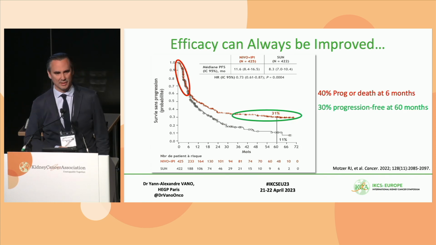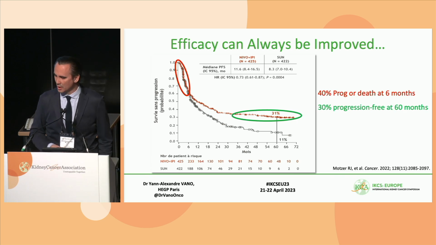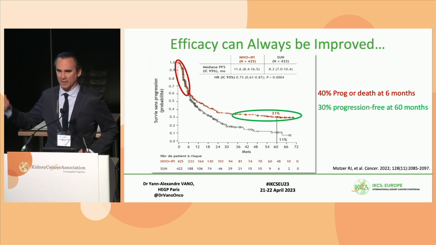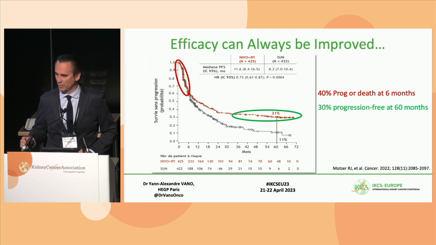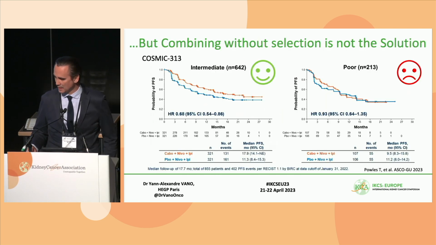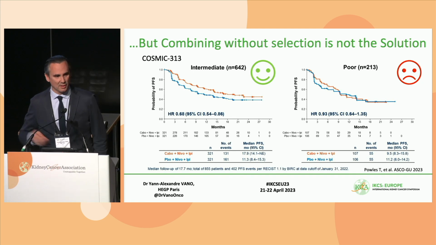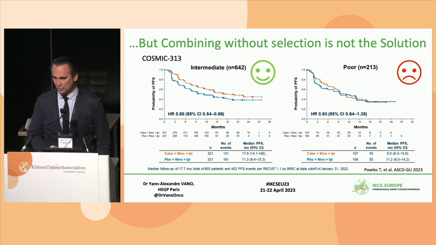I take this example from the Checkmate 214. 40% of patients died or are progressing in the first 6 months of therapy. We do not want to do that with our patient, but at the opposite, we have 30% of patients that are still not progressive at 5 years, at 60 months, which is very impressive, and this is what we want for our patients.